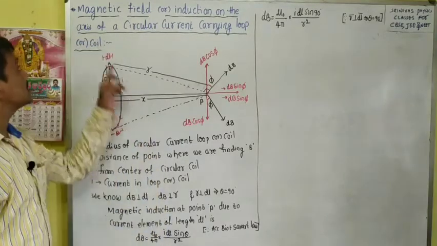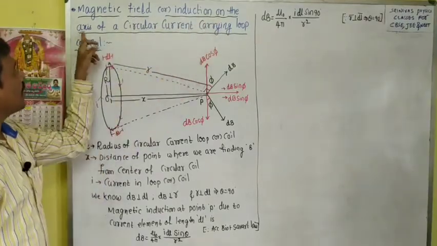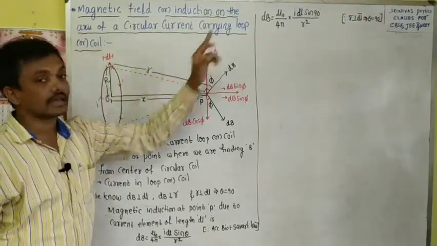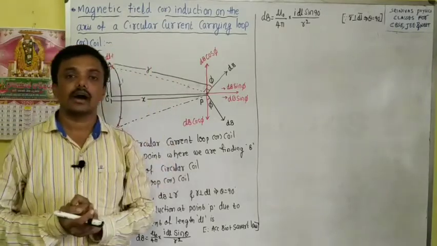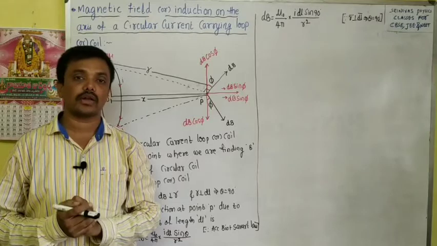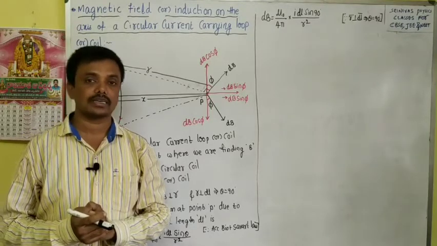Today's topic is magnetic field induction on the axis of a circular current carrying loop. There is one circular current carrying loop, and on its axis I want to find out the magnetic induction. This is also one of the applications of Biot-Savart law.